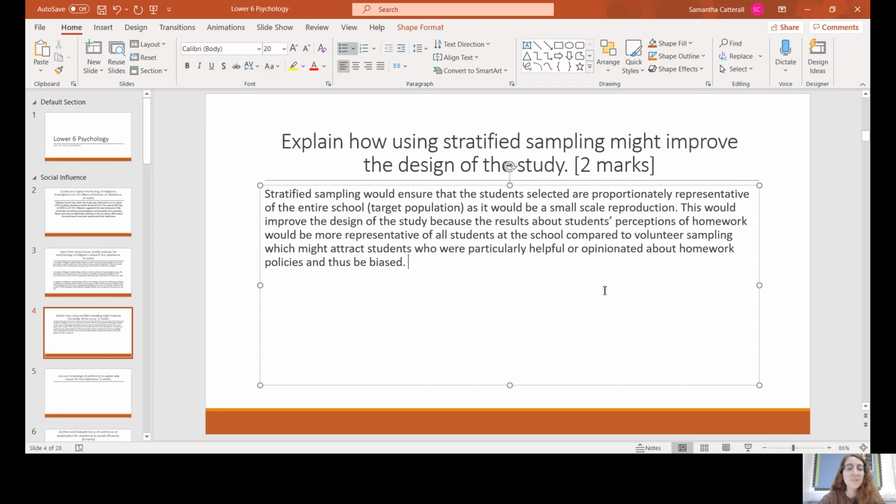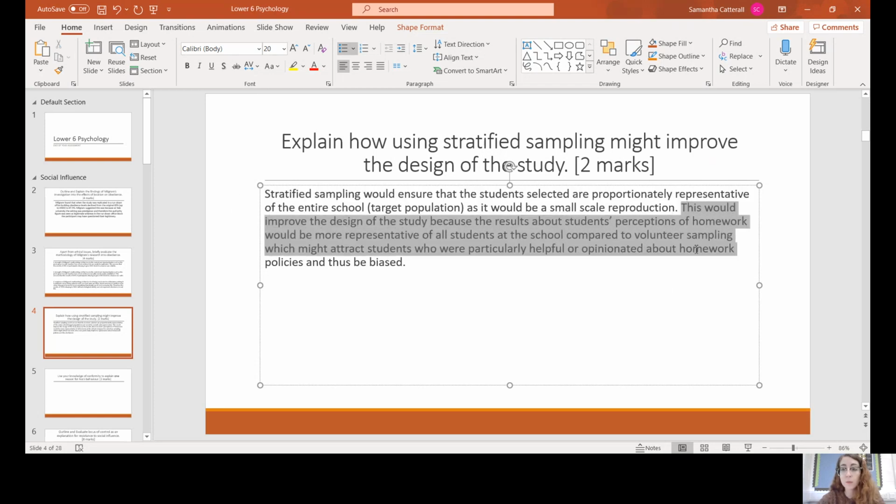Let's have a say. This is probably not great, but it'll give you a general idea. Stratified sampling would ensure that the students selected are proportionately, that's the key word, that's got to be in there, representative of the entire school, target population. And notice how I'm applying it here by mentioning the school. It's clearly referenced to that stem and not just some random point, as it would be a small scale reproduction. I've just added that in, as I said before, for clarity purposes. Maybe it's not necessary. Some people did put this and I credited it anyway without the word proportionately. So as long as one of those things is in, that's great. That'll get you 1 mark there, by the way.